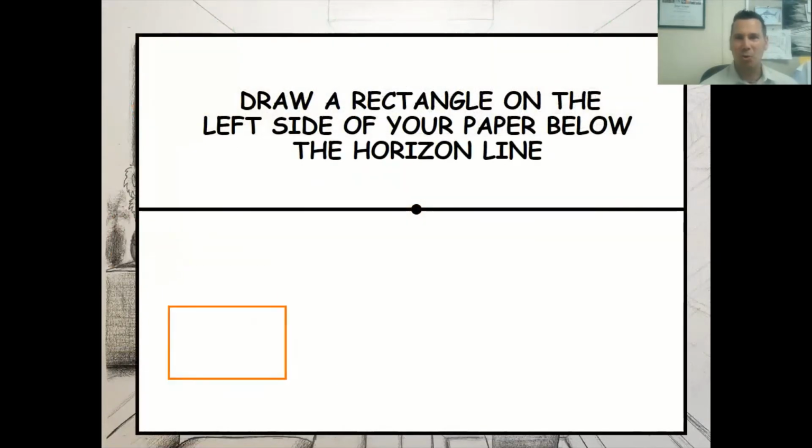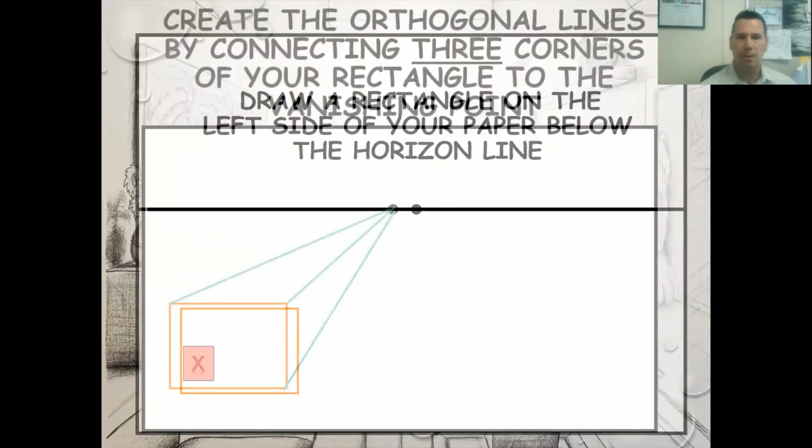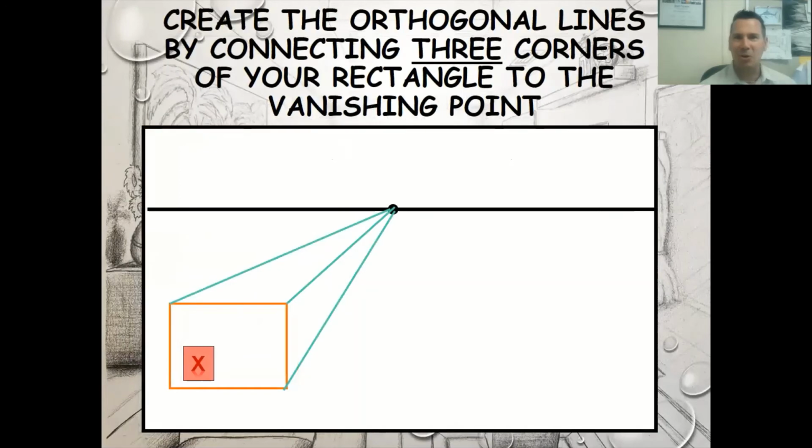Next, you're going to draw a rectangle on the left side, the bottom of your paper, below the horizon line, far below the horizon line. Okay, then you're going to create, there's our tricky lines, the orthogonal lines, which means it goes towards the vanishing point. You're going to create those lines by connecting 3 of the 4 corners of the rectangle. So I want you to connect these 3 corners.